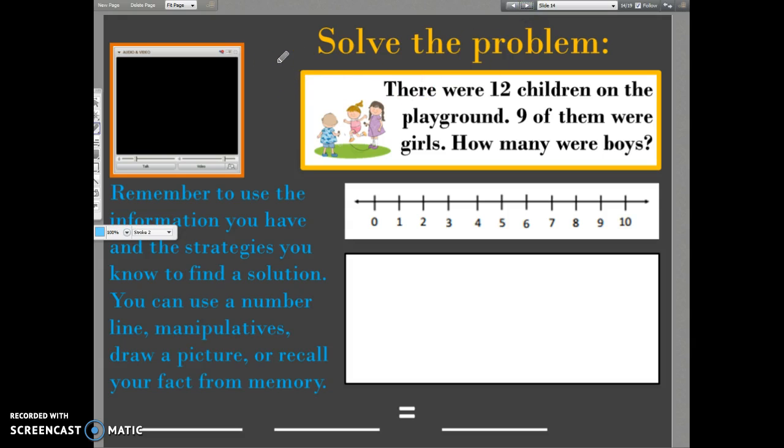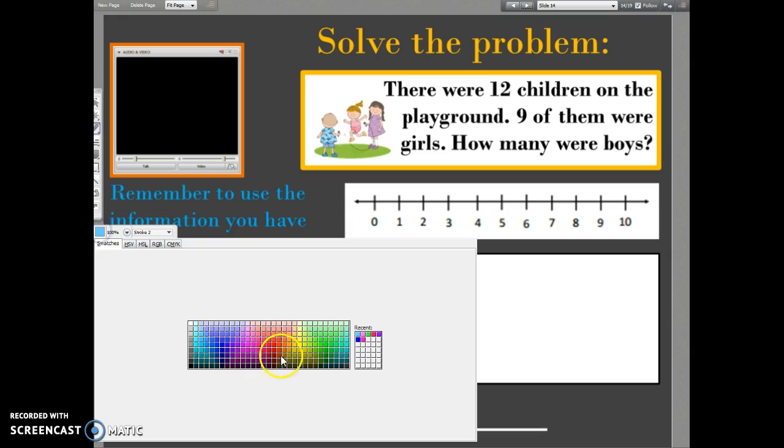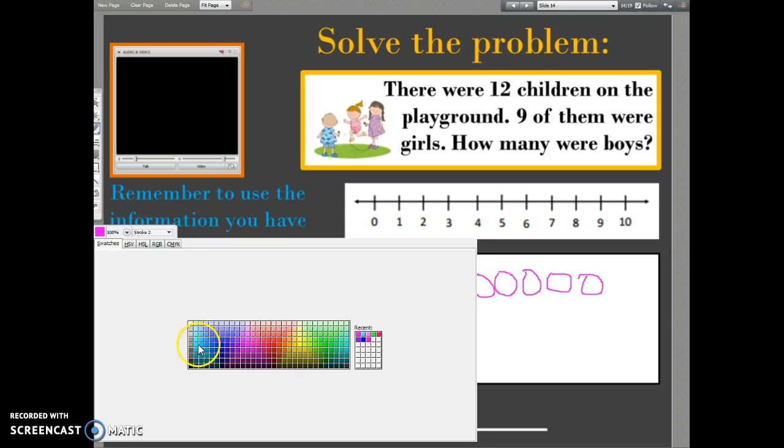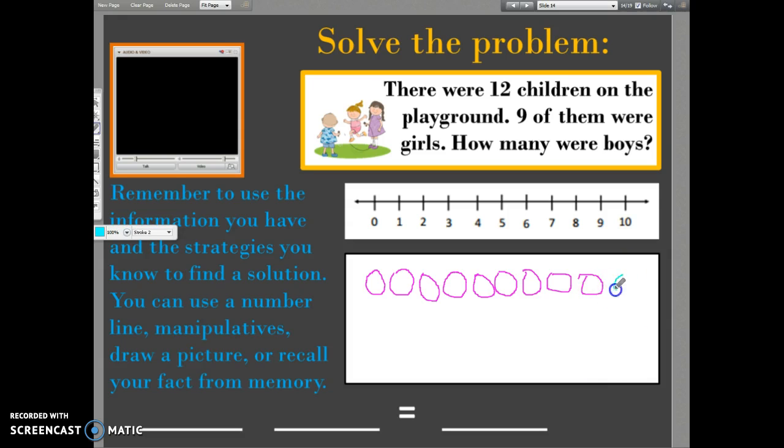So we're going to solve some problems. There were 12 children on the playground. 9 of them were girls. How many were boys? So I am going to draw 12 children on the playground. But what I'm going to do first is I know 9 were girls. So I'm going to draw 9 circles that are pink. So I remember these are girls. 4, 5, 6, 7, 8, 9. But I want to get to 12. So I'm going to make the rest of my circles blue. So I have 9, 10, 11, 12.